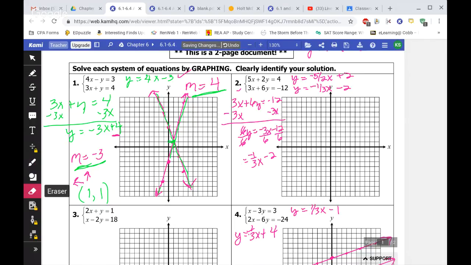And you cannot graph equations without them being in slope-intercept form at this point. We've learned some different ways, where you can set up an XY table and determine values by plugging them in. We learned that way.